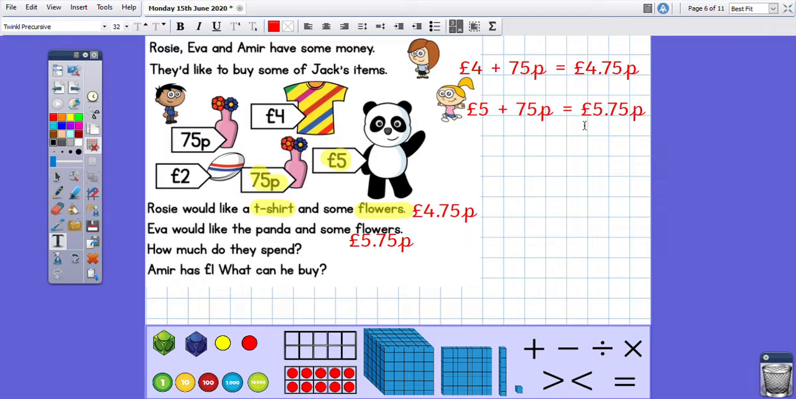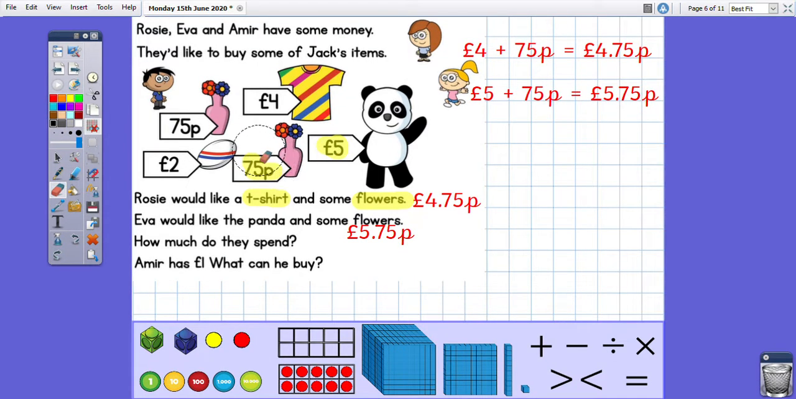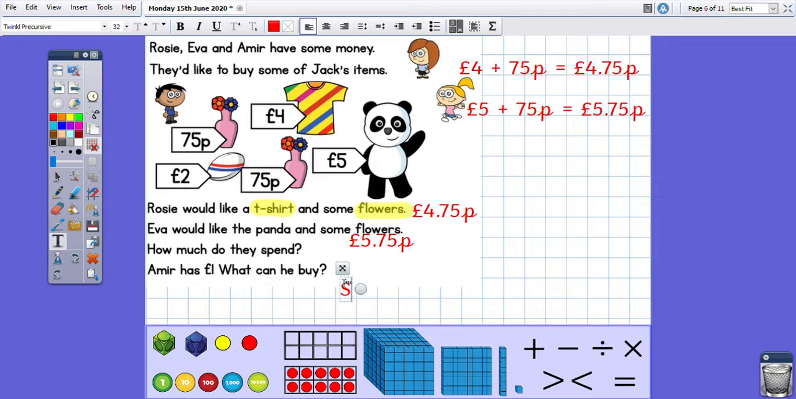Amir has £1. What can he buy? So you needed to have a look and see which items are £1 or less. So he cannot buy a t-shirt, cannot buy a panda, he could buy some flowers, and he cannot buy the ball. So Amir can buy some flowers.